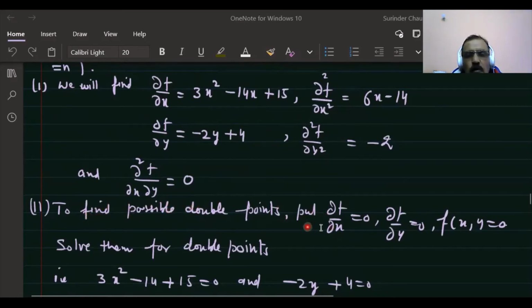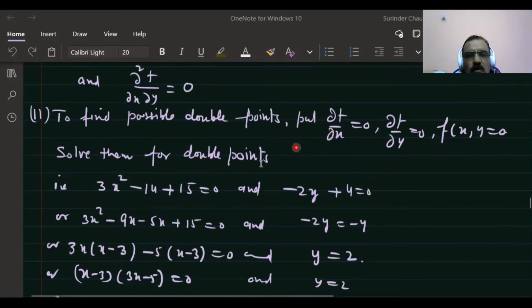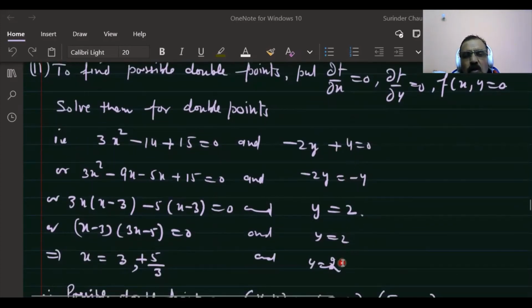Second step is find the possible double points. So to find the possible points, we put partial f by partial x equal to 0 and partial f by partial y equal to 0. From these equations, we will obtain the points as ordered pairs (x, y). Those ordered pairs which satisfy the equation f(x, y) = 0 are called double points. Now solve these equations. So this is a quadratic in x and this gives y.